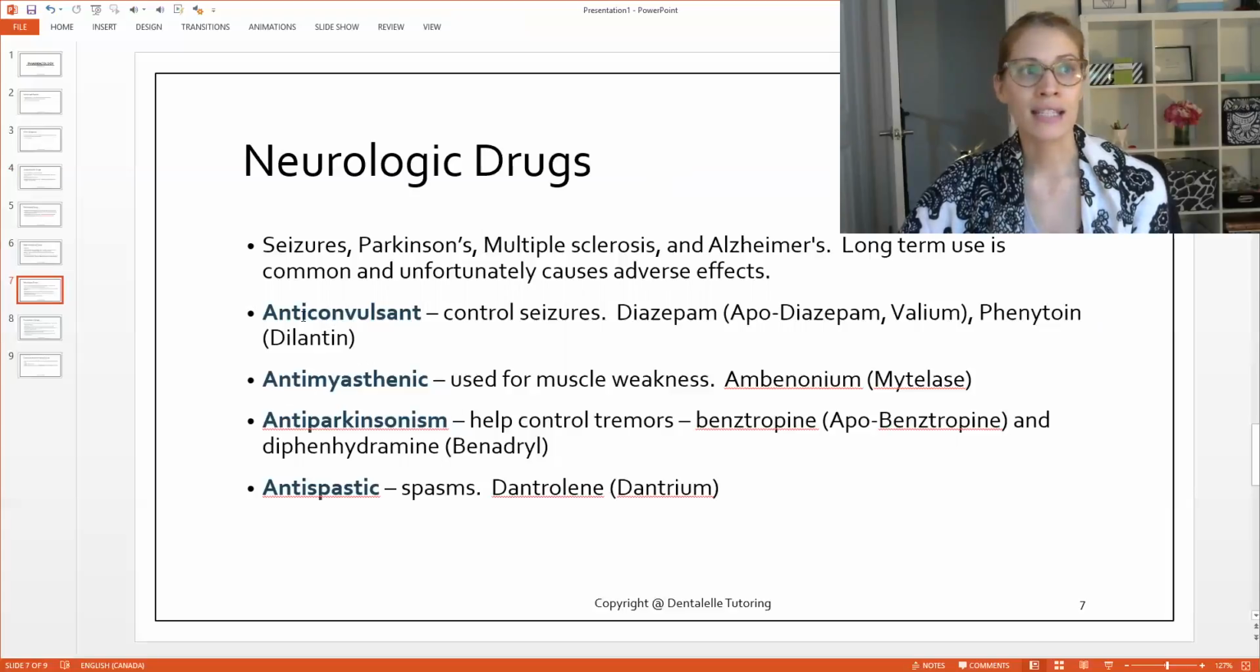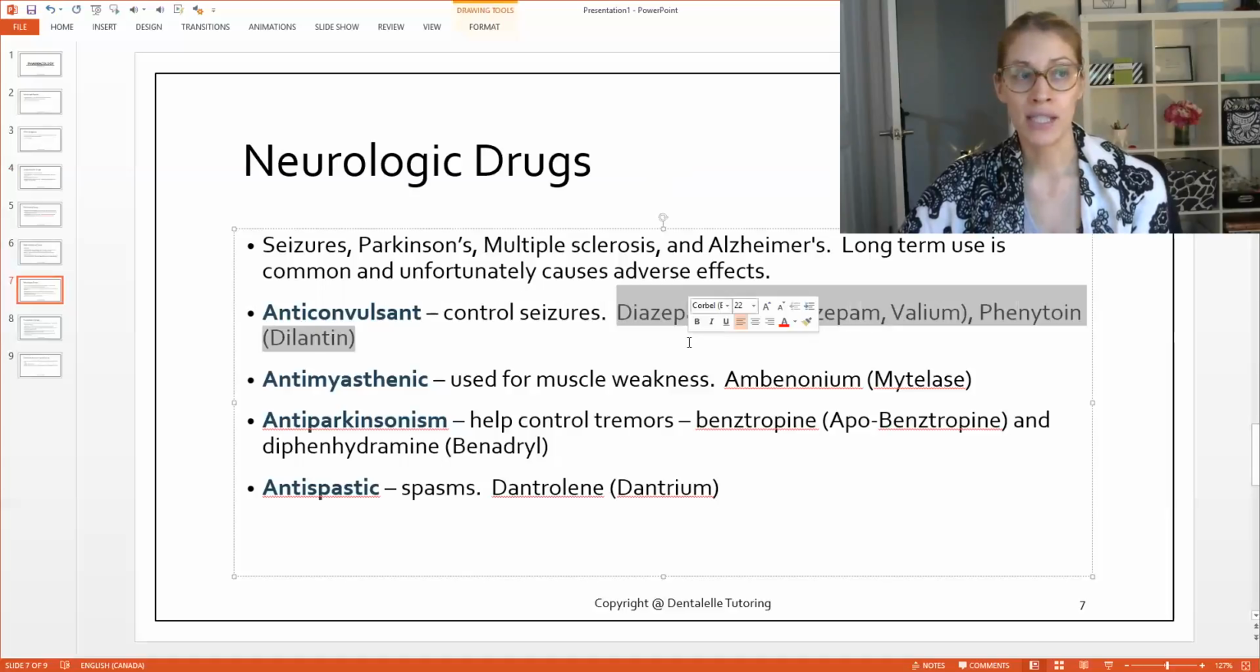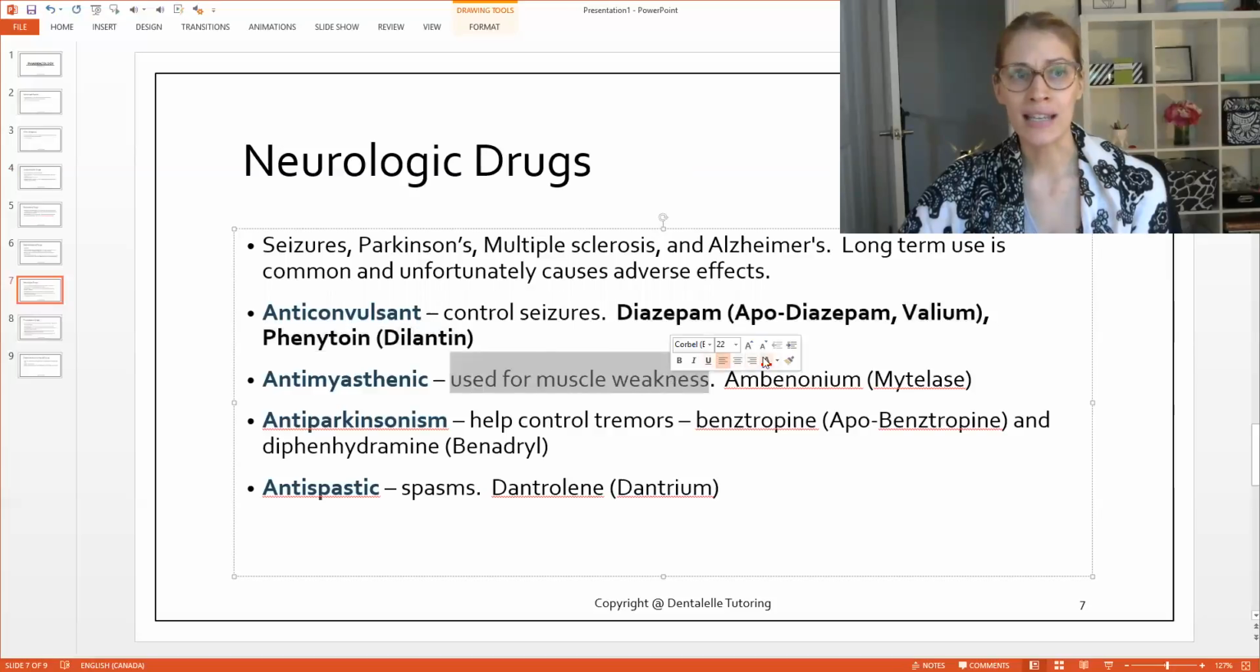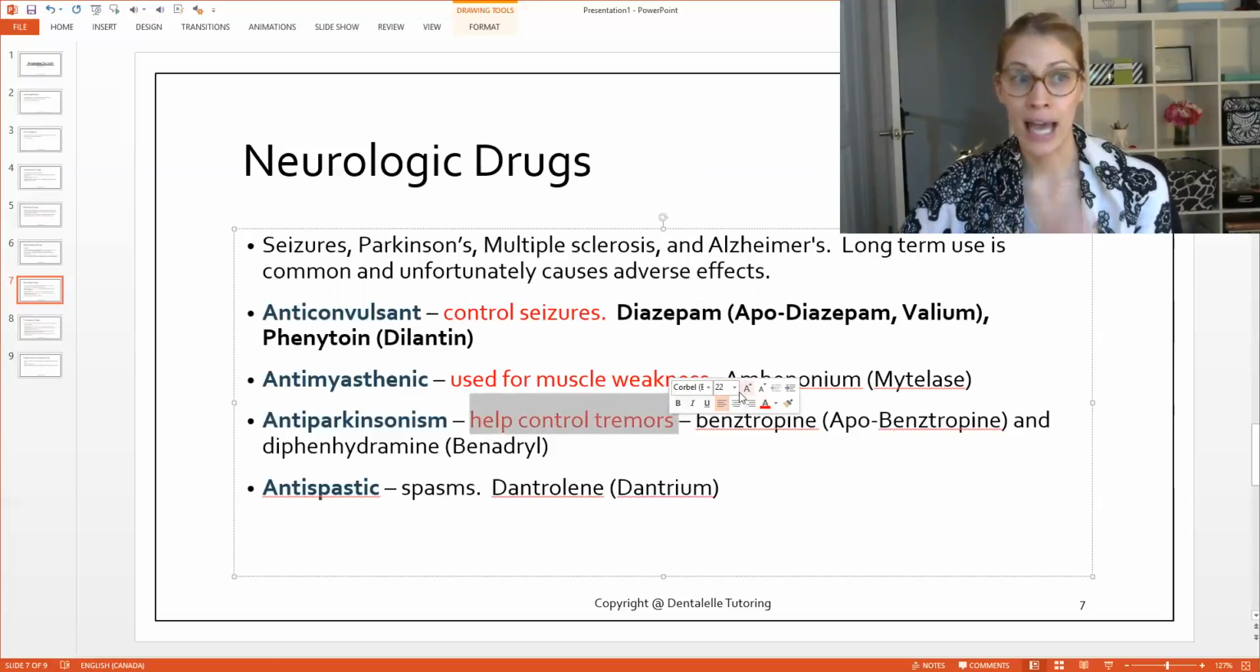So you have the anticonvulsants, and these are the different types here. You have the anti-myasthenic, I'm sorry, I'm probably saying that wrong, has to do with muscle weakness. So notice how the different categories help with different things, but they're all under the same category. You have anti-Parkinsonism, which of course help to control tremors. Again, it's a different category.